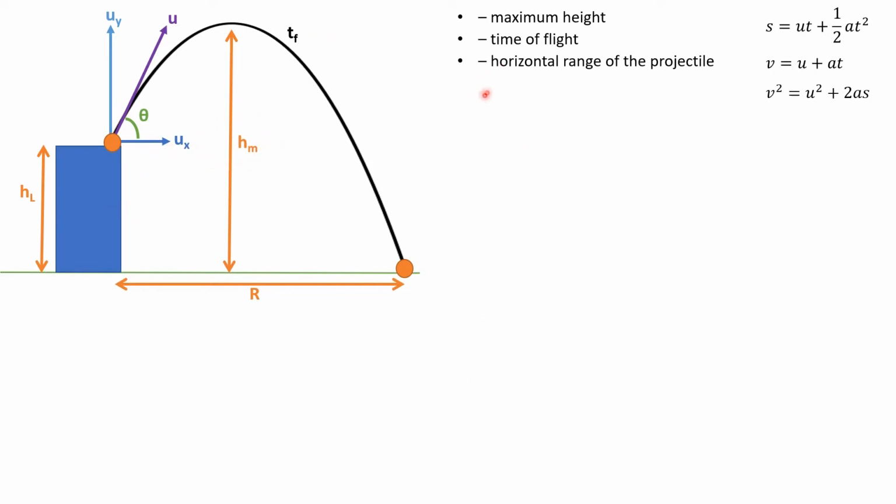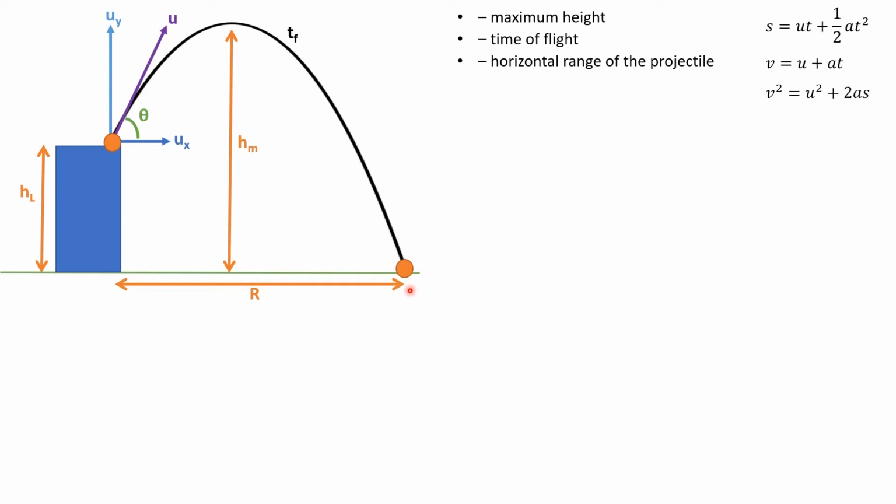Now, what we're going to be concentrating on firstly is the horizontal range of the projectile. The reason that we're starting off with that is because, as we remember from before, the horizontal component of the projectile, ux, actually remains constant as you go along the path. So as this projectile is traveling along its parabolic path, that ux is going to remain constant all the way through. So you're going to get that same magnitude all the way through.